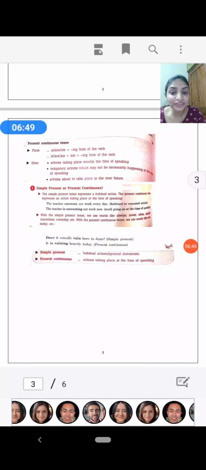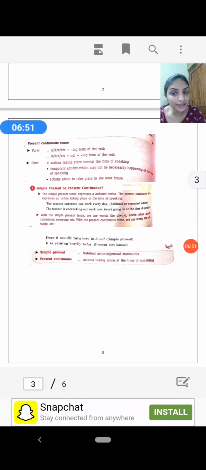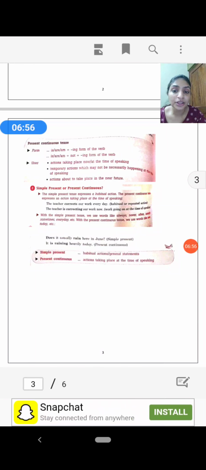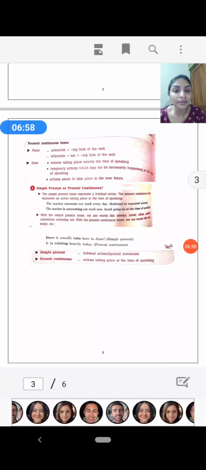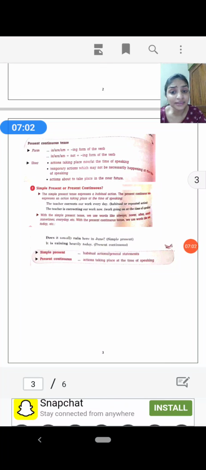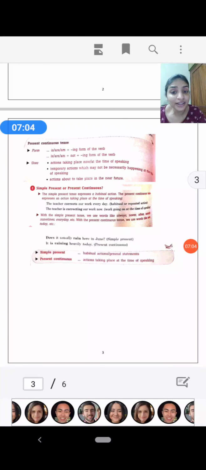Does it usually rain here in June? Simple present tense. It is raining heavily today. Present continuous tense. So you are asking about a general pattern of monsoon or a general pattern of season. Like, does it usually rain in June here?